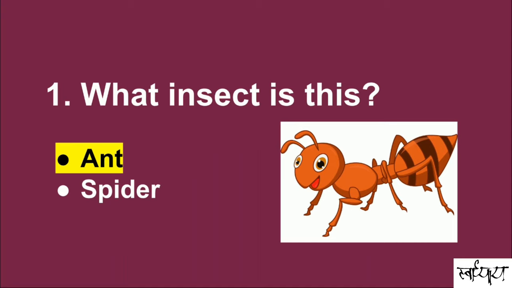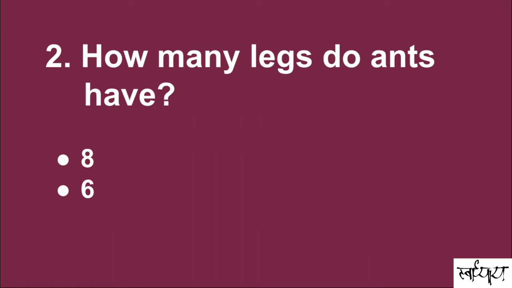This is an ant. How many legs do ants have? Six. Ants have six legs.